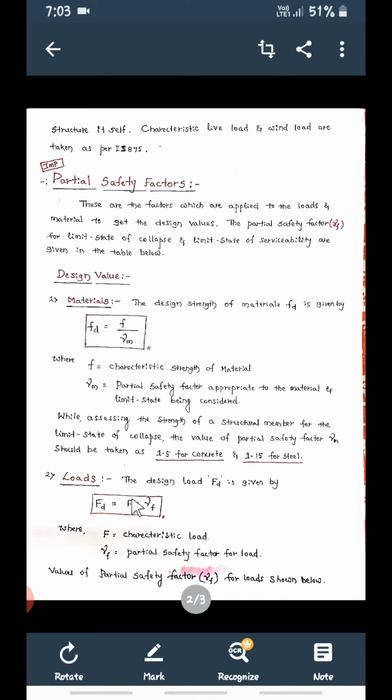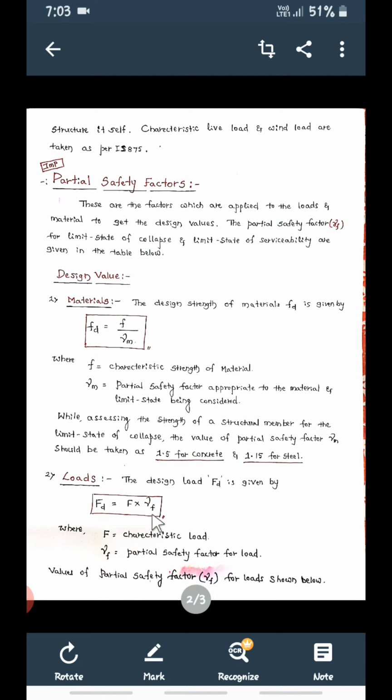So we are not going to consider the characteristic load. We want to calculate the design load. So the design load FD, D indicates design, is given by FD equals F into gamma F. Here F will remain the same. Only difference is, for materials we are dividing by the partial safety factor, and for load we are multiplying by the partial safety factor. This is gamma M, this is gamma F. But both are partial safety factors.